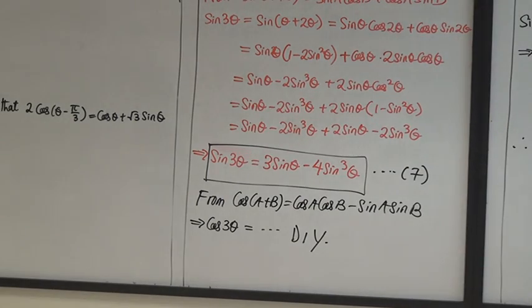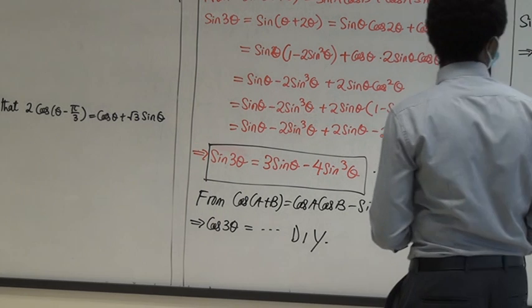So, triple angle for cos must be in terms of cosine only. Triple angle for tan must be in terms of tan only. So, let's take note of that.